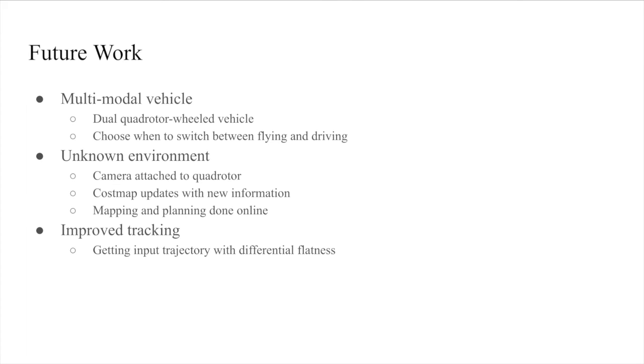Future work for this project could include trajectory optimization for a multimodal vehicle, for example, a dual quadrotor wheeled vehicle capable of switching between flying and driving. In this case, the optimizer would additionally have to decide when and where to switch between modes based on the environment and cost functions. A slight extension to this project would be navigating through an unknown environment, where the camera is attached to the quadrotor frame and mapping and planning is done online. Additionally, in order to improve the tracking of a trajectory, the differential flatness property could be further exploited to generate a nominal input trajectory.